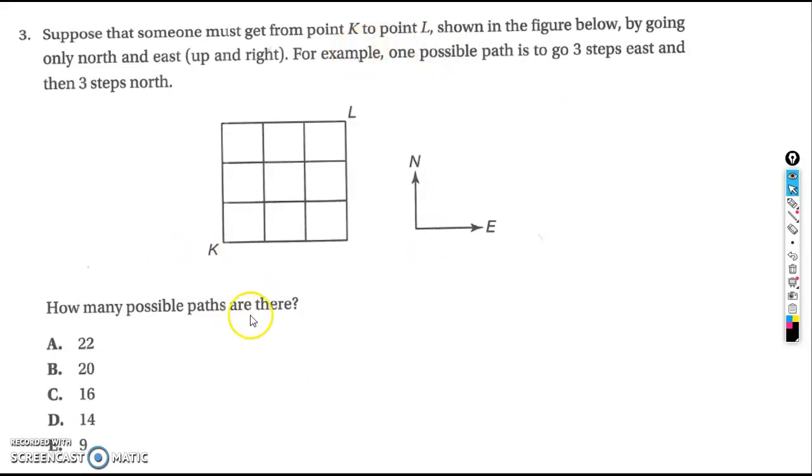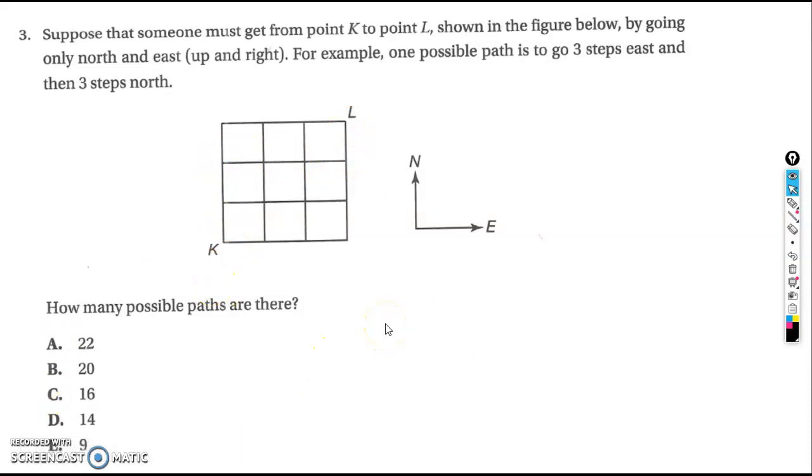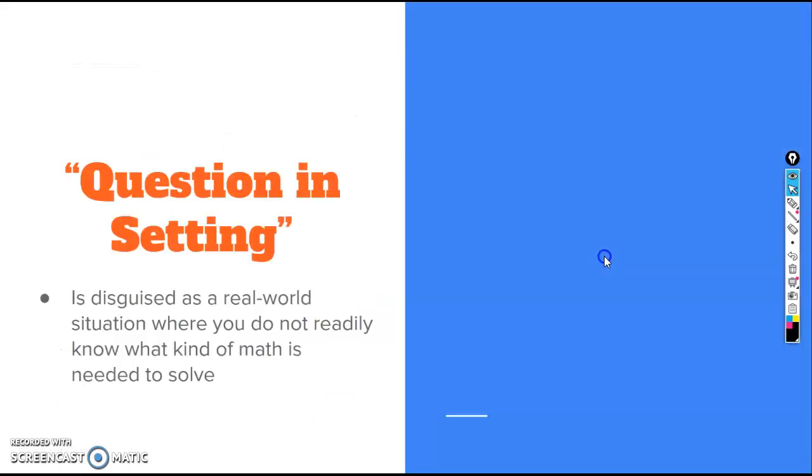It's asking you how many different paths there are to get from K to L if all you're doing is going up and right. Okay, so if you think about it, you could sit on this question for a really long time thinking about all the different ways that you could go up and right in order to get from K to L. So that's what makes it challenging: it's not just straightforward where there's one answer. It's asking you, in this case, how many answers there are?